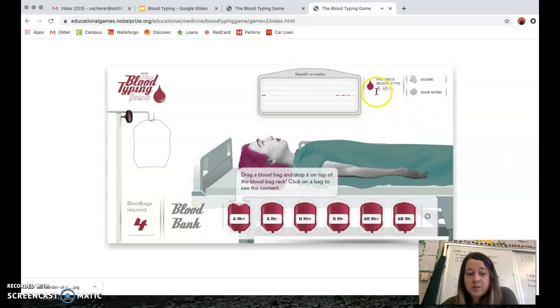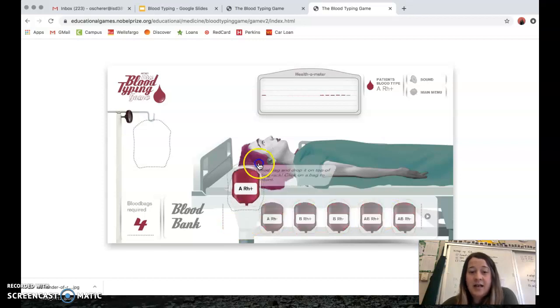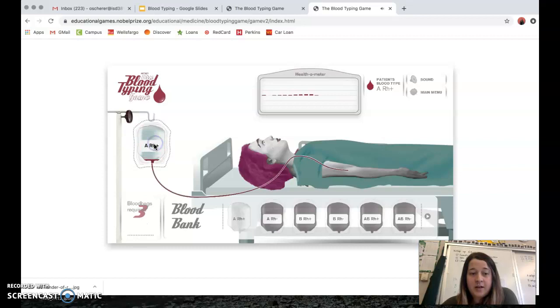So if we know that this was an A positive person, we need to select which types of blood they can get. I know that they can use RH positive because that is their blood type. They can also use A RH negative because there's no RH present. You can give them things that they have already. You just cannot introduce a new antigen to them.